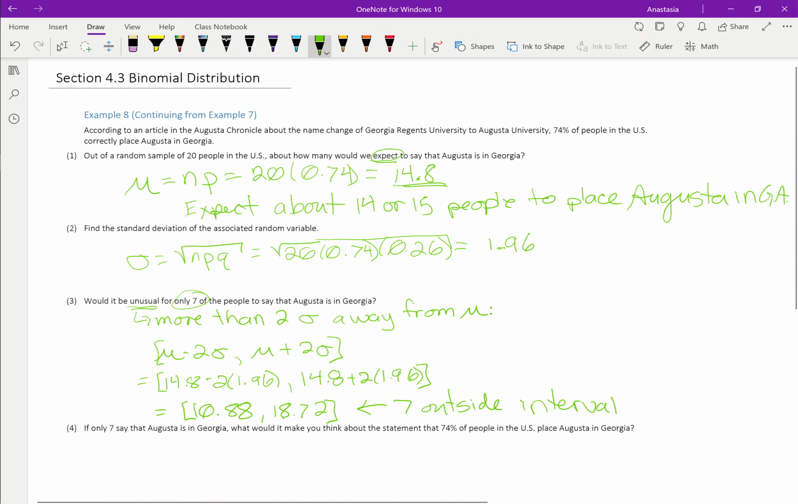So because of the fact that it is outside the interval, it means that it is more than 2 standard deviations away from the mean, which means it would be unusual. So yes, it would be unusual.